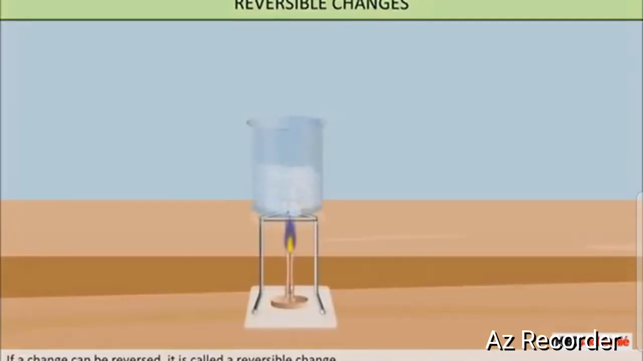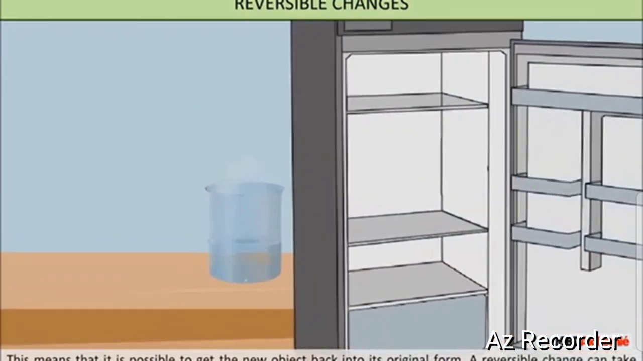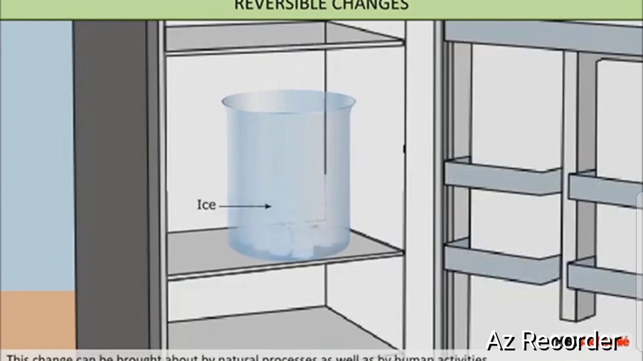This means that it is possible to get a new product back to its original form. A reversible change can take place in both directions. The change can be brought about by natural processes as well as by human activities.